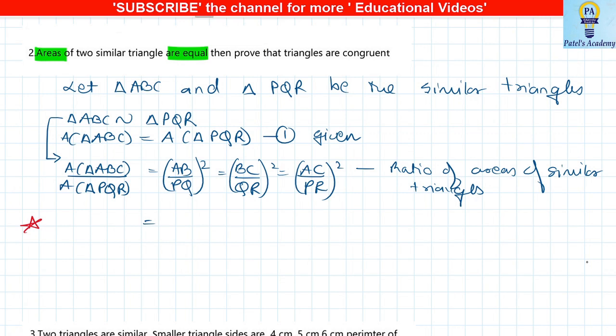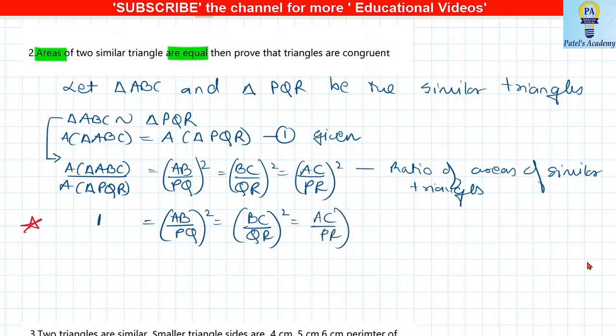Now what I'm going to do is, here I'm going to write down 1. Why I'm going to write down 1? Because triangle ABC and triangle PQR both have the same area from 1. See statement 1, triangle ABC and triangle PQR, their areas are same. So if the areas are same, if I take the ratio of the same quantity like 3 upon 3, 5 upon 5 or 10 upon 10, my answer is 1. What I'll get is (AB upon PQ) whole square equals to (BC upon QR) whole square equals to (AC upon PR) whole square.